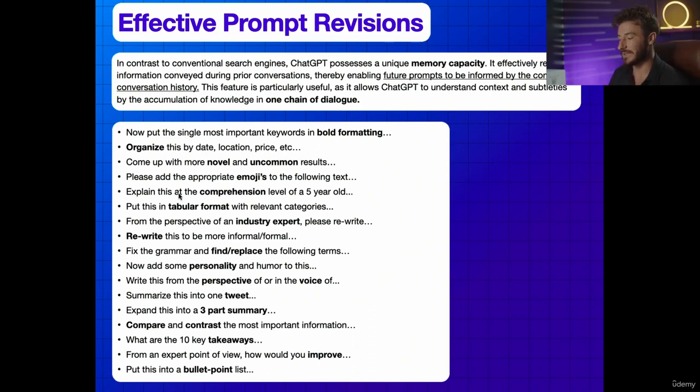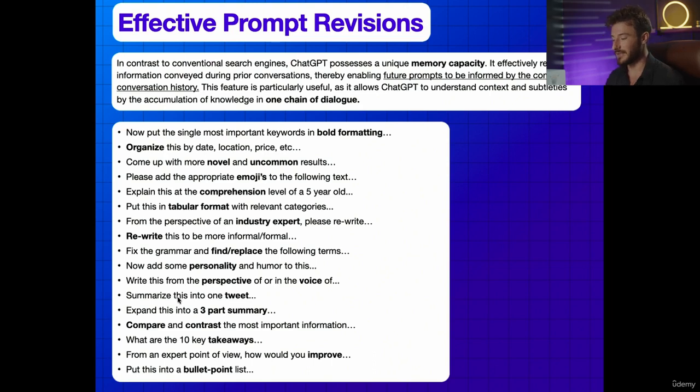You can also ask it to explain any output at the comprehension level of a 5-year-old, a 10-year-old, a 3rd grader, whatever you'd like. Another thing, and this is actually one of my most favorite, you can ask it to put information in tabular format, which we'll get into. You can ask it to rewrite things as an industry expert or make things more formal or informal. You can fix grammar and even find and replace specific words or terms with updated words. You can add more personality and humor. You can write it in the perspective of or even the voice of your favorite movie star or your favorite author.